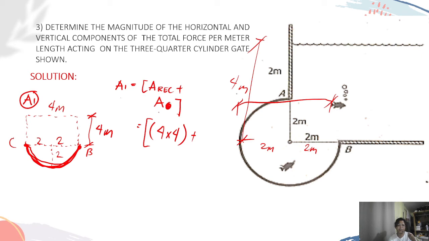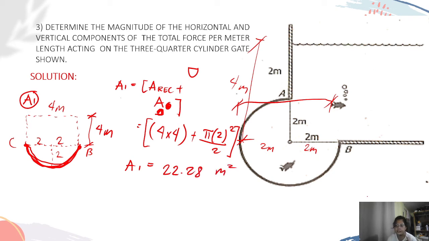So, hindi pala siya circle. So, kalahati lang. Ayan, kalahati. Kalahating circle is pi r squared over 2, no? So, pi by 2 squared over 2. And that is the area number 1. Ano yung area 1? 4 by 4 plus pi by 2 squared over 2. So, the total is 22.28. So, I will save this. 22.28 square meters for area 1.